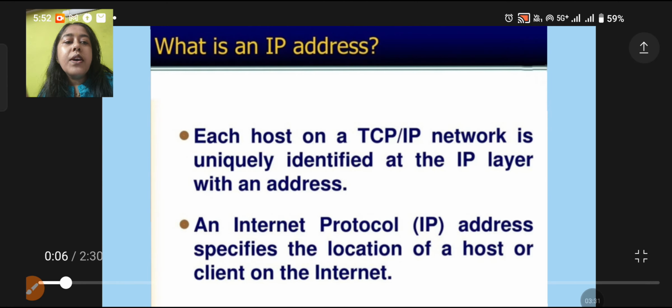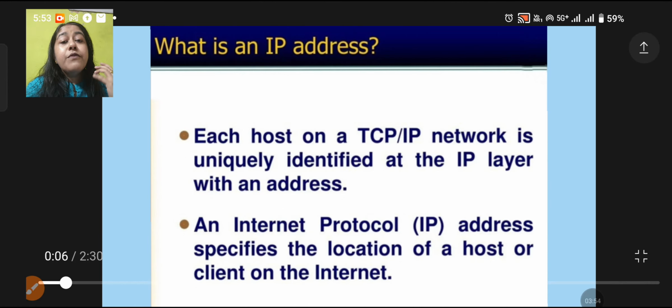An internet protocol IP address specifies the location of a host or client on the internet. It specifies the location from where you are using the internet, of a host or the client on the internet, whosoever is using it.